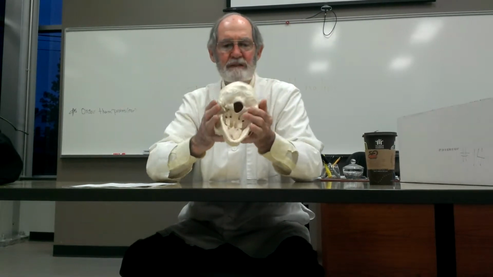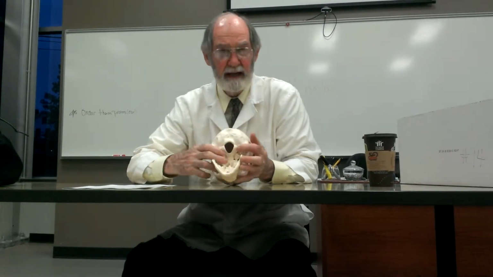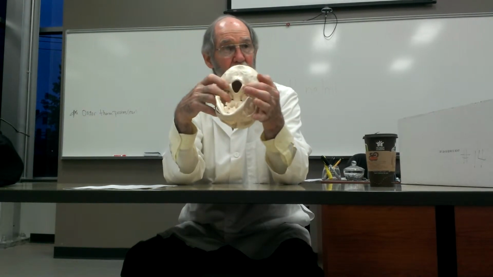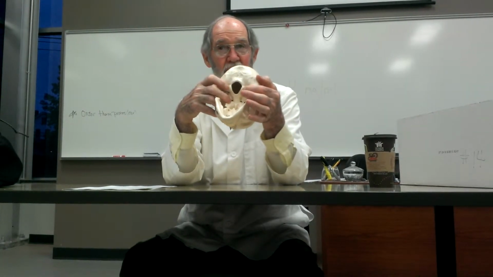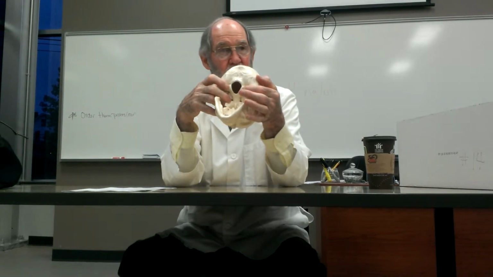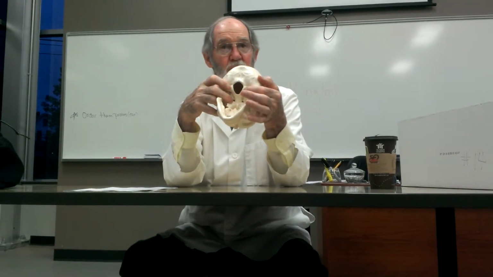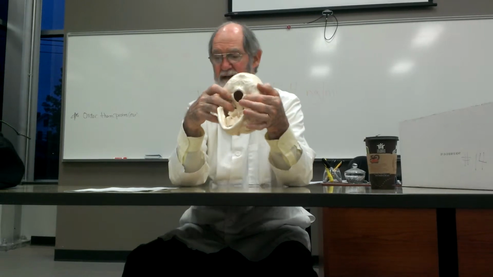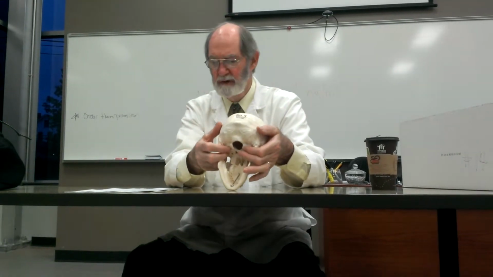Okay, then sitting beside that foramen magnum are these two rounded bumps. They come down. Those are the ones that sit on the first vertebra, the atlas vertebra, and they're called occipital condyles. All right, they articulate with the first vertebra.